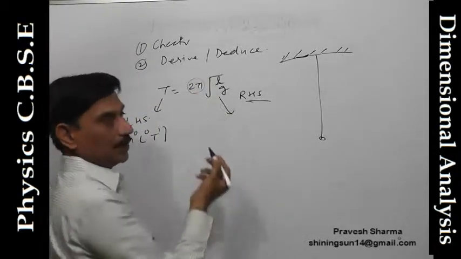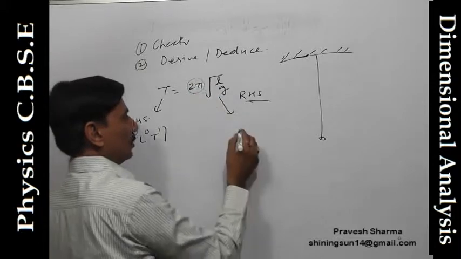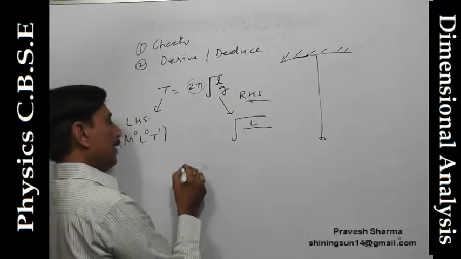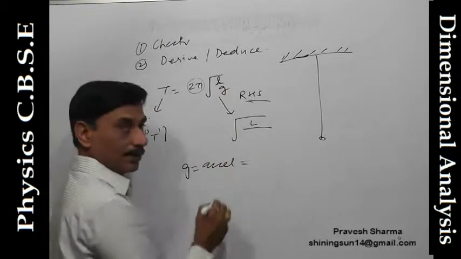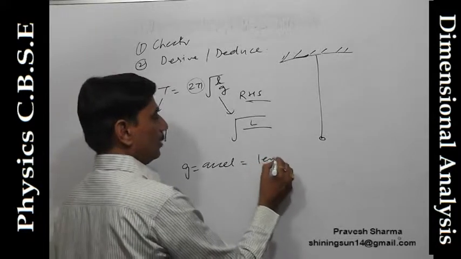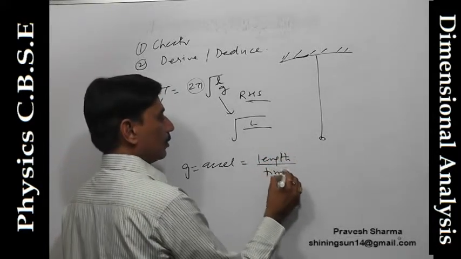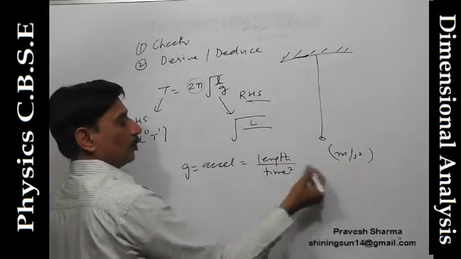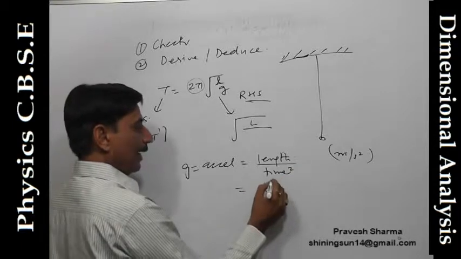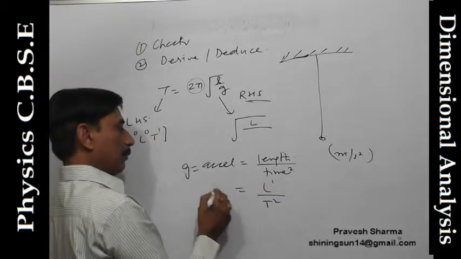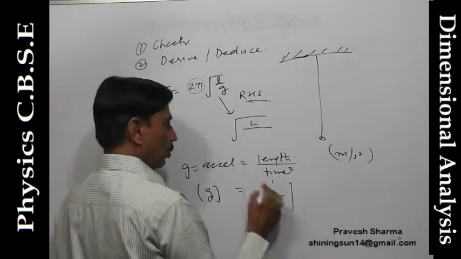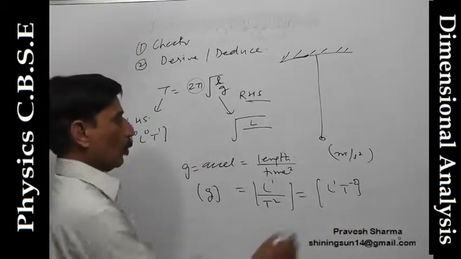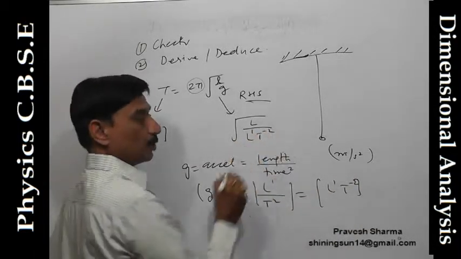This is 2 pi, it's a constant. We are not bothered about the constant. This is a dimensional constant. This is length, which is L. This is g, acceleration due to gravity. That is acceleration only. Acceleration is length upon time square. You know it is meter per second square. Meter is the unit of length, second is the unit of time. So it comes out to be L1 upon T2. So the dimensional formula for g is L1 T minus 2. That is the dimensional formula. So I write over here L1 T minus 2.